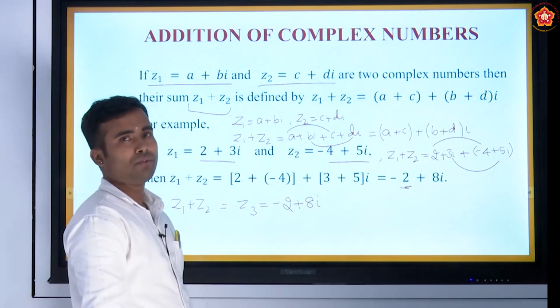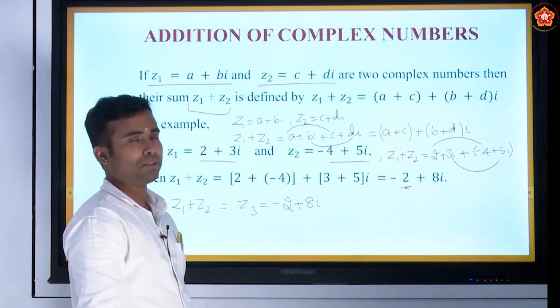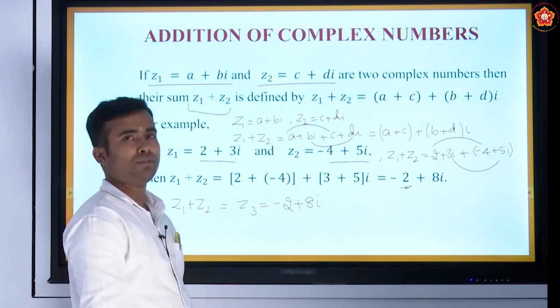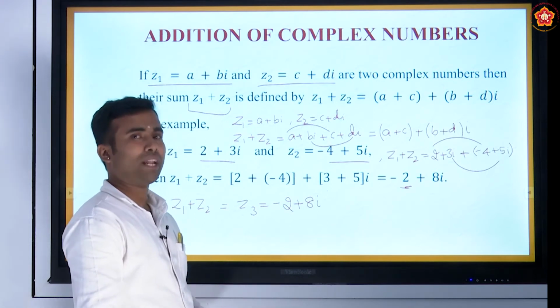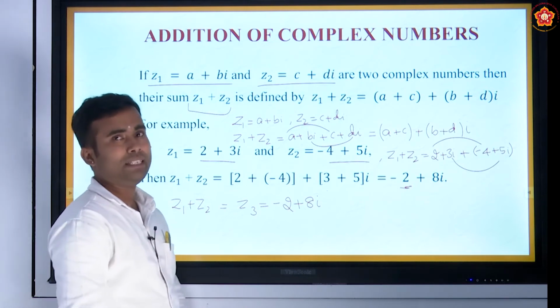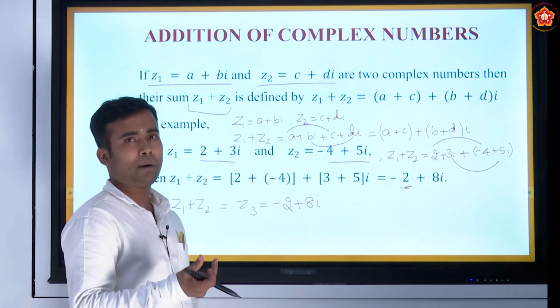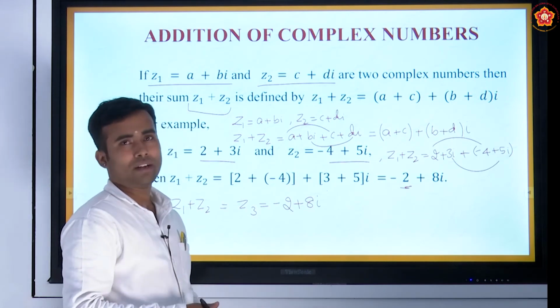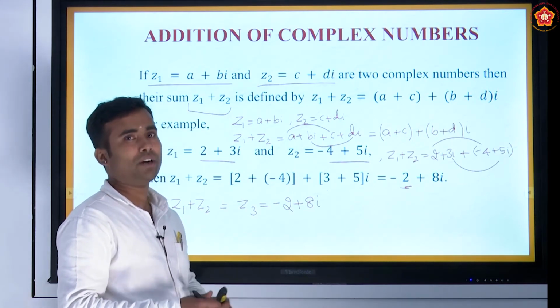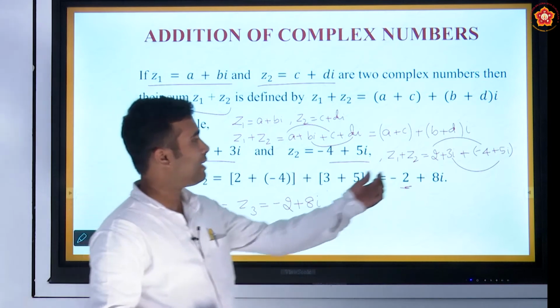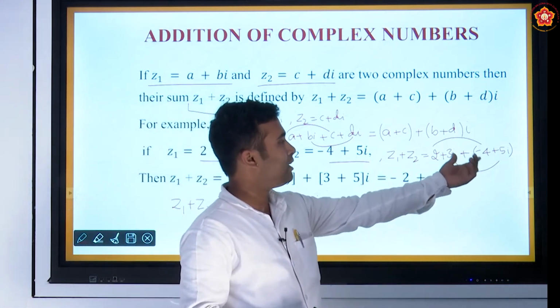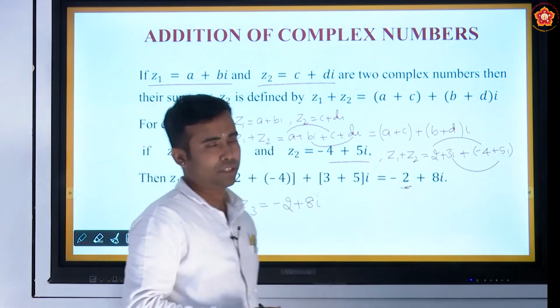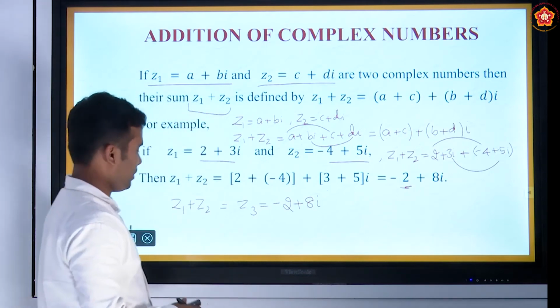This is how we can do addition of complex numbers. Not only two numbers, we can do 3, 4 like that. But the thing is, we have to add real parts and imaginary parts separately. We can't add the imaginary and real parts together. We can't do it like that. We have to add the real parts aside and the imaginary parts separately. That gives the addition of complex numbers.